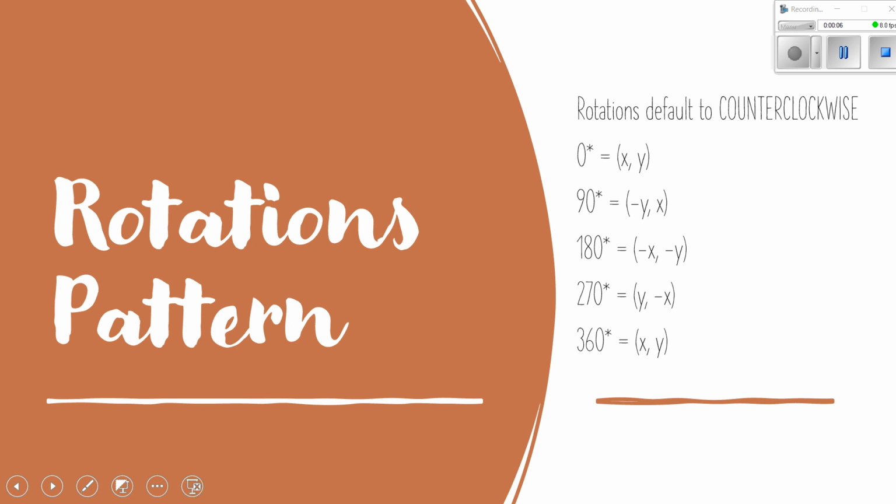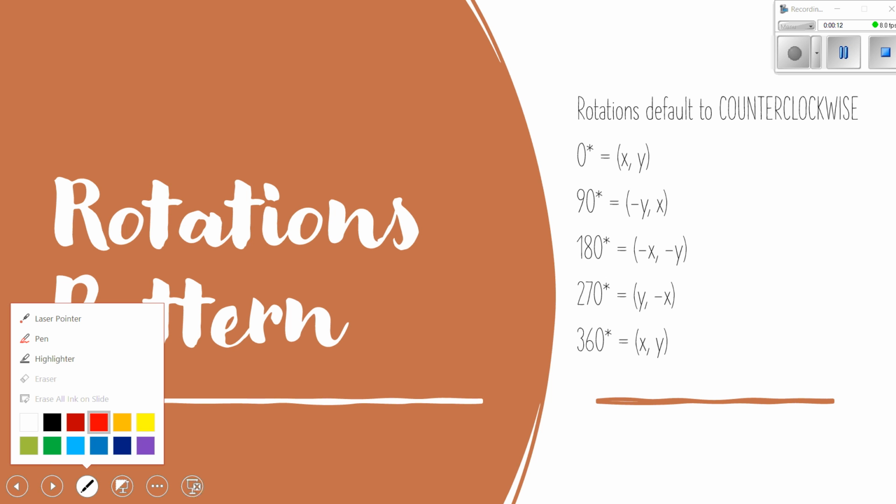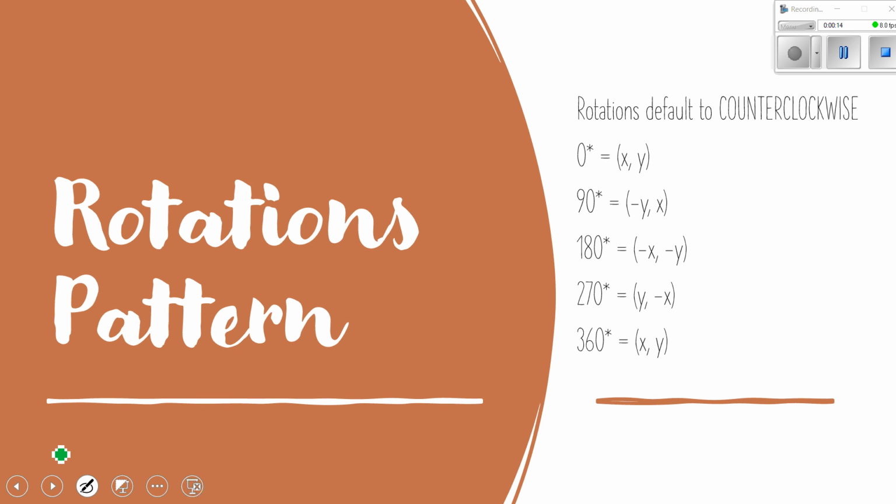So rotations follow a pattern by default. They default, first of all, to going counterclockwise, which means they usually rotate this way. Here would be 0 degrees, here would be 90 degrees, here would be 180, here would be 270, and the 0 degrees is also the same thing as 360 degrees. So just for reference, you always start here and then go left, counterclockwise.